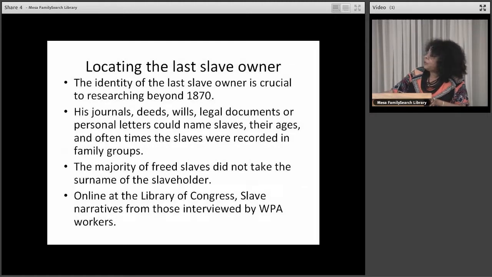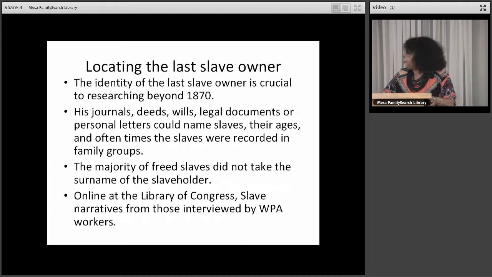We talked about locating the last slave owner. The majority of the freed slaves did not take on the name of the last slave owner. And I look at it like this.